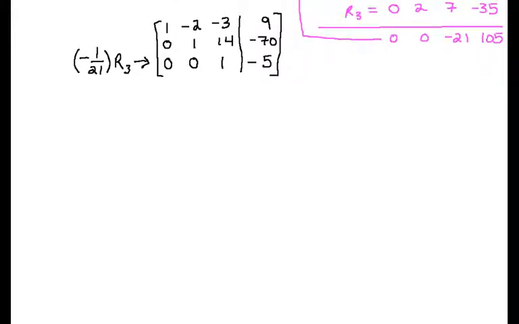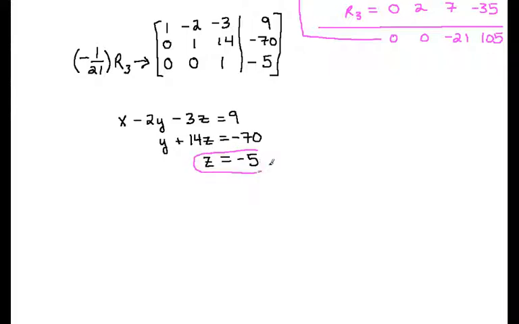The first equation is 1x minus 2y minus 3z equals 9. The second equation is 0x, so we'll skip the x term, plus 1y, which is just y, plus 14z equals negative 70. And the third equation is 0x plus 0y plus 1z, so the first term that we write is the z term, equals negative 5. The back substitution starts from the bottom and works upward.